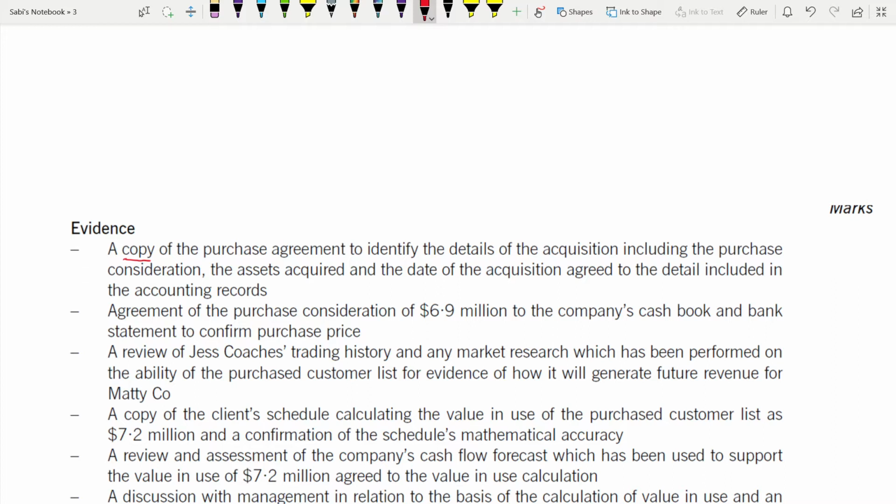Okay. So copy of the purchase agreement. This is an intangible asset, so you need to see when did you purchase it, at what amount. So a copy of the purchase agreement to identify the details of the acquisition. Why do you want the purchase agreement? To know the details of the acquisition. What are the things you need there? You need the purchase consideration. How much did you purchase it for? What are the assets that you have acquired? At the date of the acquisition, agreed to the detail included in the accounting records. Are they agreeing with the details that are there in the accounting records?